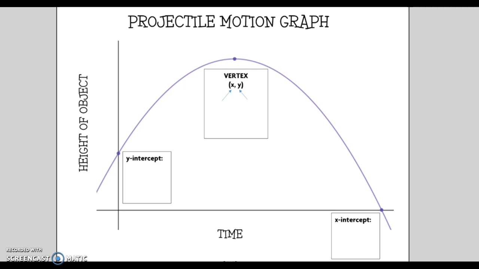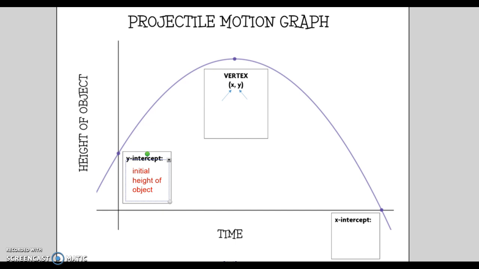So if we're going to graph a projectile motion graph, we have the x-axis representing time, and then the y-axis is representing the height of that object. So if we look at the y-intercept, it intersects the y-axis, so that means at this point, time is 0. So what does the y-intercept actually represent?